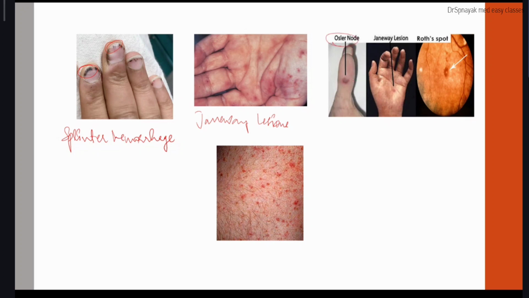This is more specific, and it is usually near the fingers or tips of the fingers and toes, and it is painful, whereas Janeway lesions are not painful, they are painless. A Roth spot is formed in the eye, and this is a petechia. These are also erythematous papules or nodules that are formed on the skin.